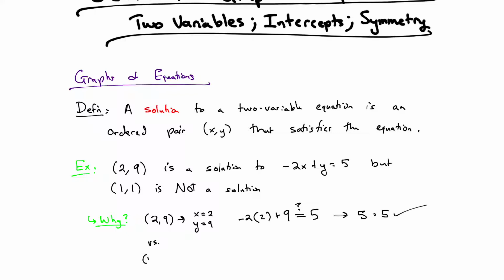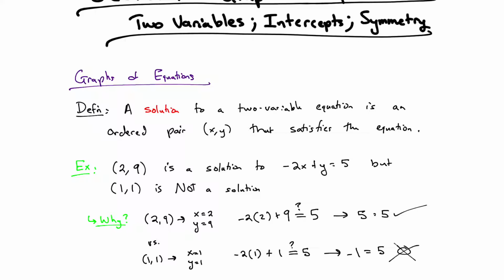Versus, if we plug in (1, 1), that means that x is equal to 1 and y is equal to 1. But if I try and plug these in, we're going to see very shortly that that's not going to make a true statement. So negative 2 times the x value, which is 1, plus our y value, which is also 1, does that equal 5? If we simplify the left-hand side, we get negative 1 equaling 5, and that is not a true statement. So that's what it means to be a solution to a two-variable equation. And this can be extrapolated to 3-variable equations, 50-variable equations, whatever you want to do.